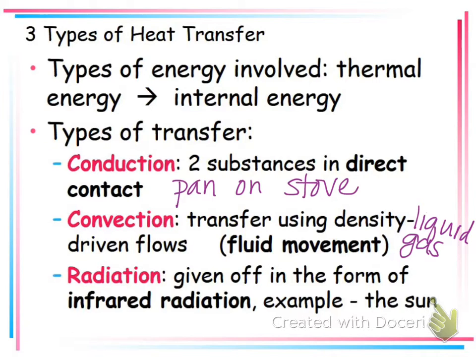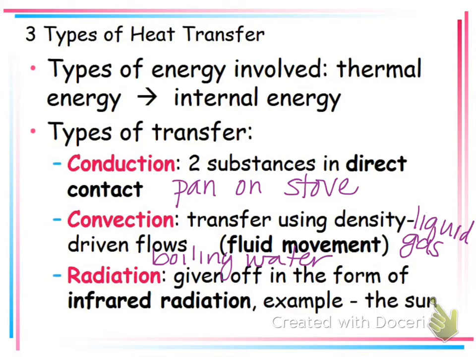Those are going to be density-driven. An example of that is boiling water. So if I put water in the pan that I put on the stove, the pan heats up because of conduction, but the water starts to boil because of convection currents. As water gets warmer, it gets less dense, so it moves to the top. And the water at the top, that is more dense because it's not as hot, goes to the bottom, and then it's constantly moving around.